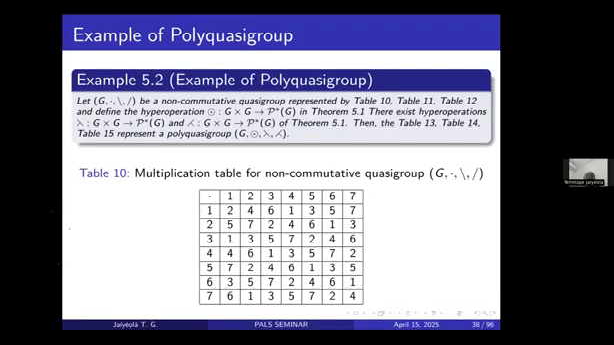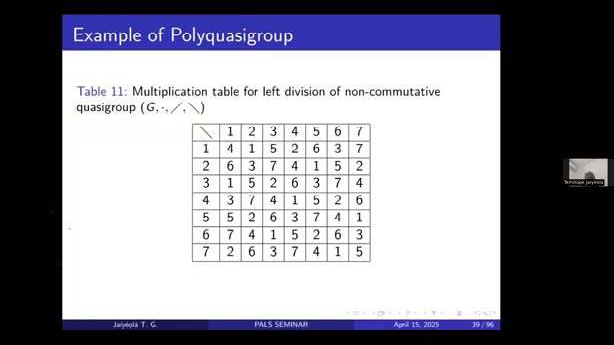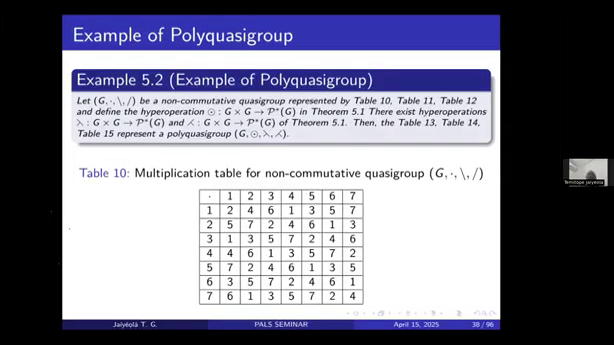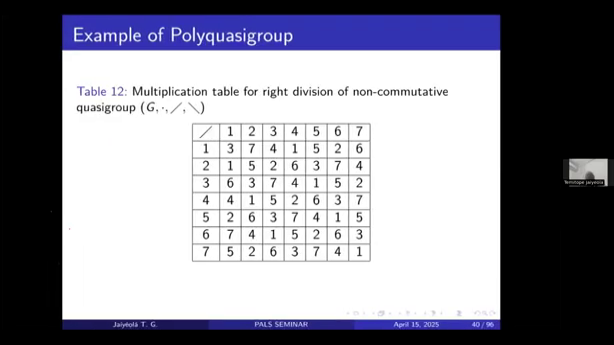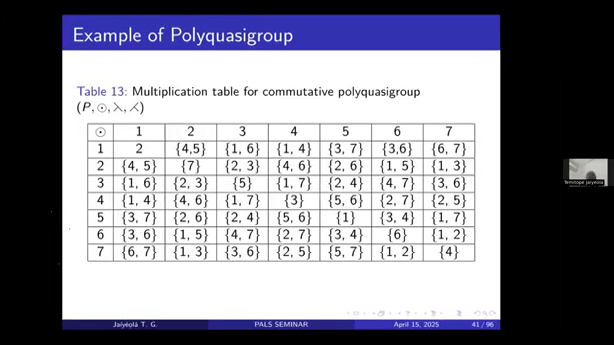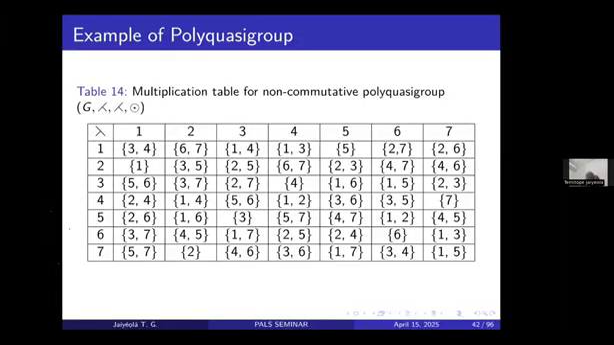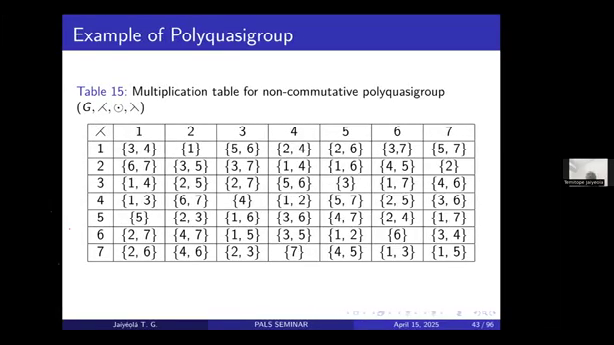Another example here is that of a polyquasigroup. Given a non-commutative quasigroup, as given by table 10, table 11, and table 12, using theorem 5.1, you are going to get a polyquasigroup as shown on tables 13, 14, and 15.